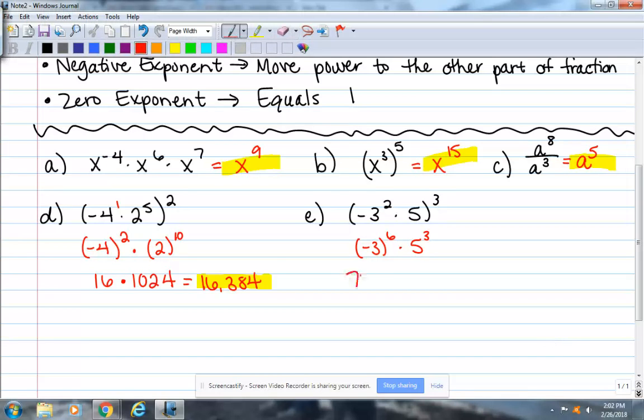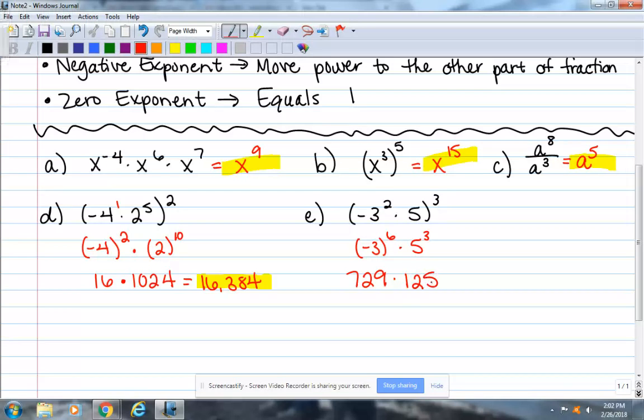729. That means it's positive. Times 5 to the third. Do you know what 5 to the third is off the top of your head? 5 times 5 times 5. 5 times 5 is 25. Times 5 would be 125. So then it's 729 times 125.